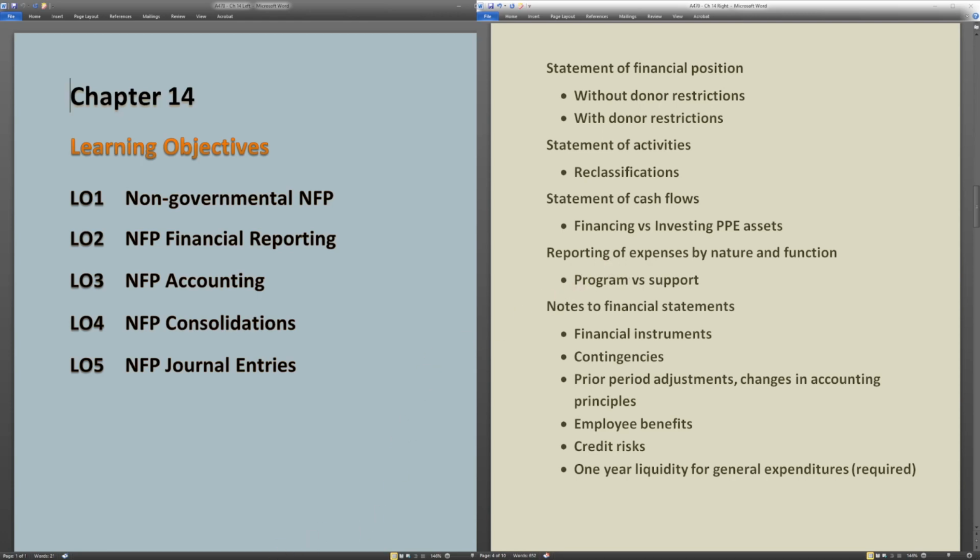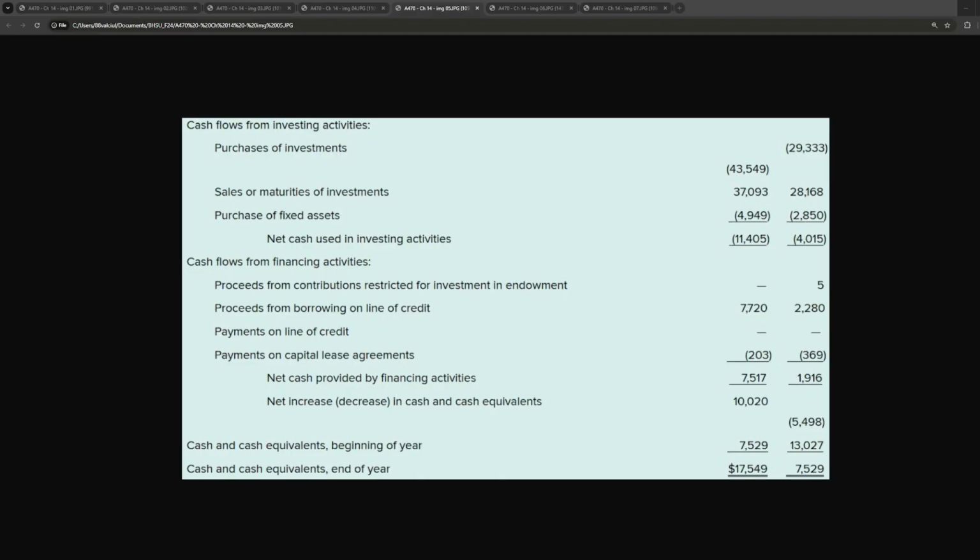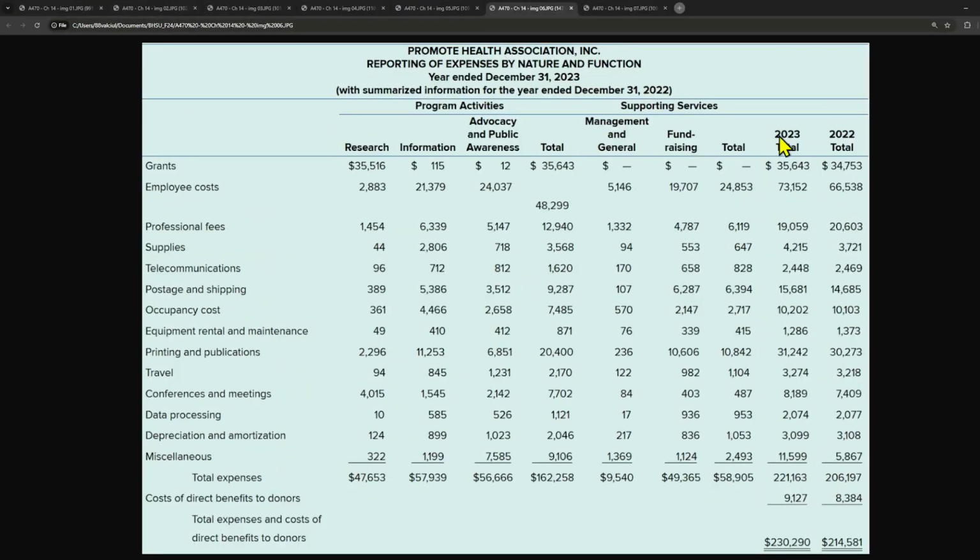So let's take a look at what we've got here. Here is our reporting of expenses by nature and function. So nature, they use a couple of different words. This can be the category. This can be the classification. Sometimes they call it classification. Function is typically the word they use. And there's two functions, and you can see the two functions here are program activities and supporting services.